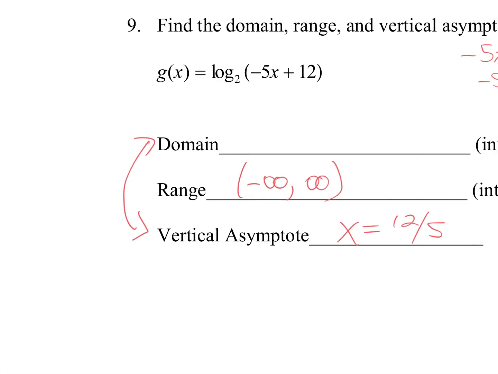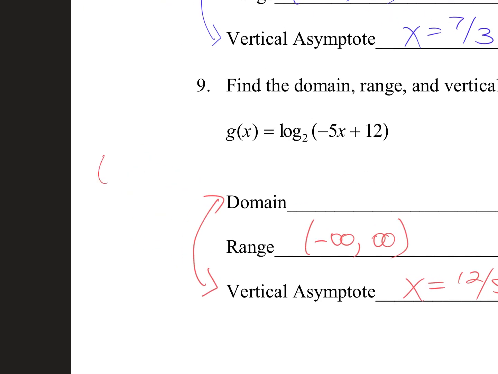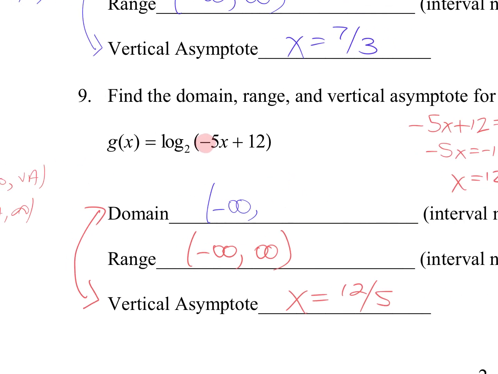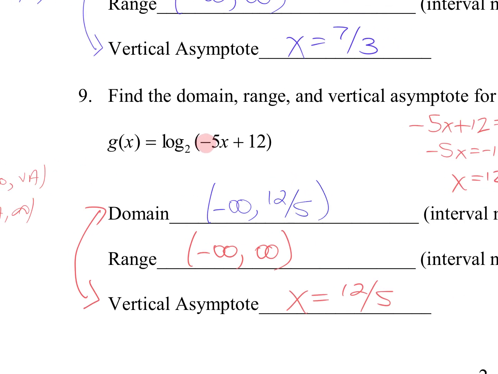So think about it. We're talking left to right. So is my domain negative infinity to the vertical asymptote or from your vertical asymptote to infinity? Look at where this negative sign is. It's going to go negative infinity, good, to the vertical asymptote. So you're going to go from negative infinity to your vertical asymptote, 12 over 5. Perfect.